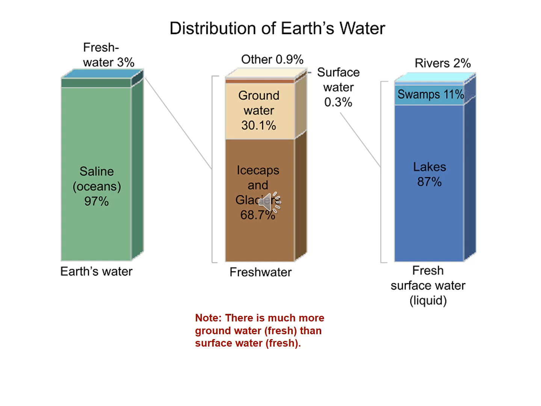There's a lot more groundwater than surface water, if that's what those last two bars are supposed to tell you. And I'm kind of wondering what that other is. Maybe that's the water that's inside organisms like you and me.